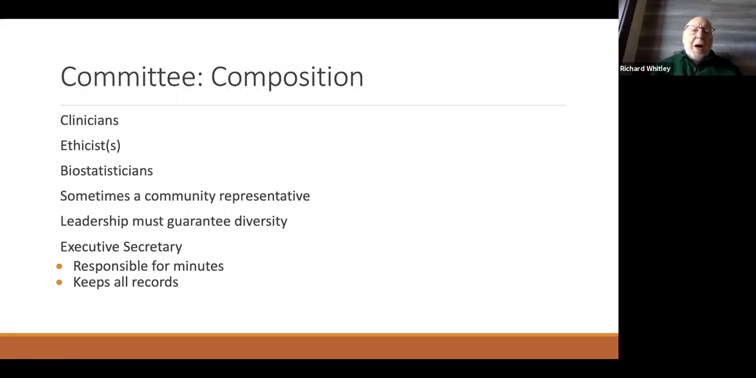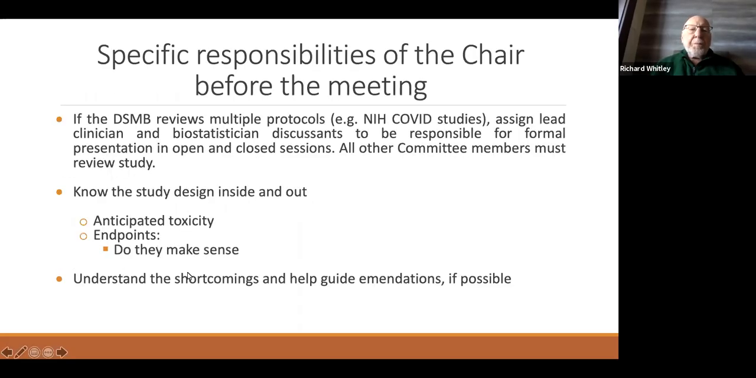And we'll come back to that at a point later in time. Sometimes there's a community representative, and the leadership must guarantee diversity of the committee. Old, young, Asians, Americans, African Americans, we need to have a diverse committee. And then there's an executive secretary who is responsible for the minutes and keeping all the records.